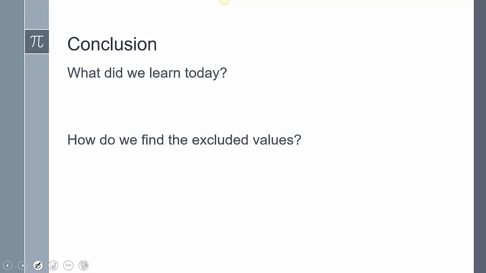So in conclusion, what did we learn today? Well, we learned about reducing rational expressions, and how do we find the excluded values? We set the denominator equal to 0.